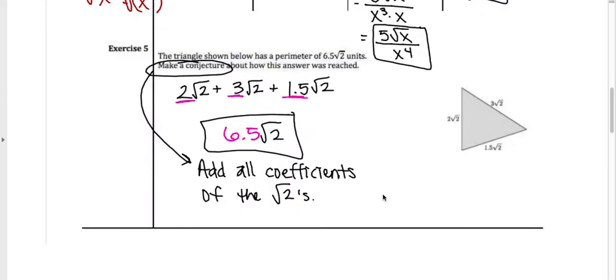Moving on to this next one, it says the triangle shown below has a perimeter of 6.5 root 2 units. So make a conjecture about how this answer was reached. And so looking at these numbers, we recall that a perimeter is just adding up all 3 of those sides. So we added all 3 of these together, and then we noticed the 2, the 3, and the 1.5 is what gives us that 6.5.